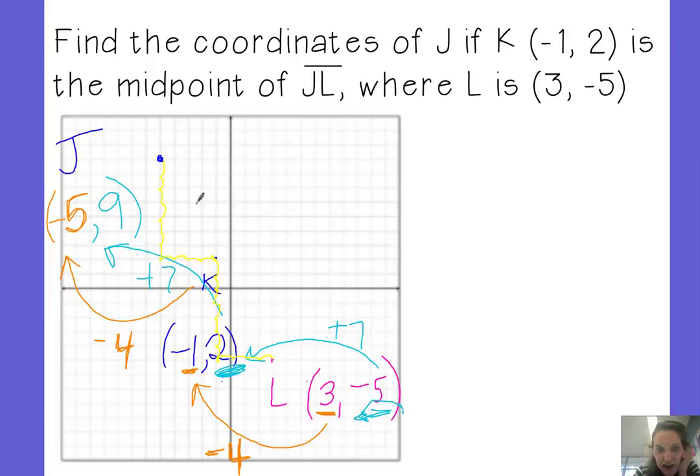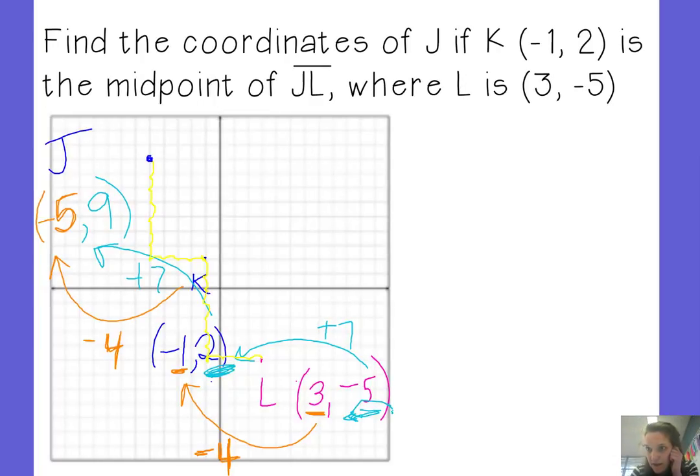It is the other endpoint of that segment JL. So here's the segment from J to L. There's K, the midpoint. It looks about halfway in between point J and point L. So if you're ever given the endpoint and the midpoint, however you're traveling from the endpoint to the midpoint, you're going to travel that same way to get from the midpoint to the other endpoint.